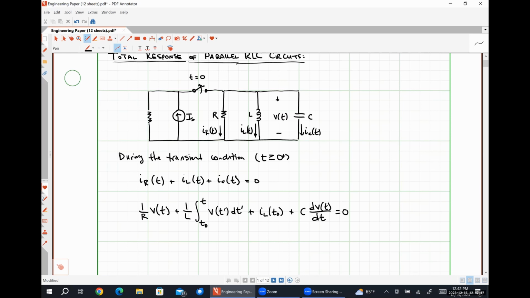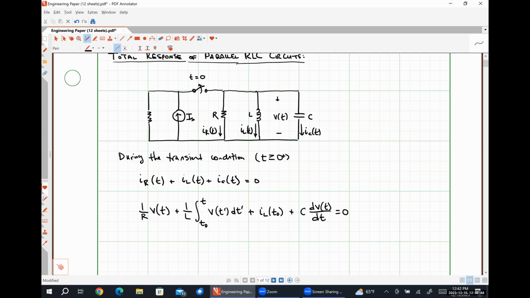So this is what's known as an integral differential equation. And I don't know about you guys, but I don't like integral differential equations because they're annoying. So what I'm going to do to make this a little bit easier on us is take the derivative of both sides of this equation to get rid of that integral, and it will leave me with a second order differential equation, okay?